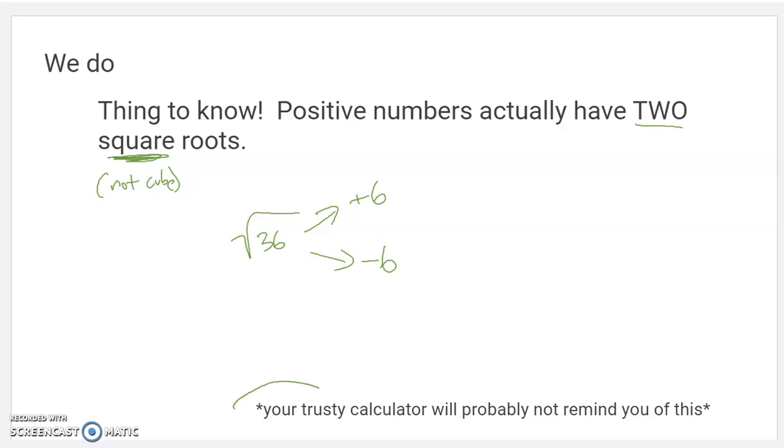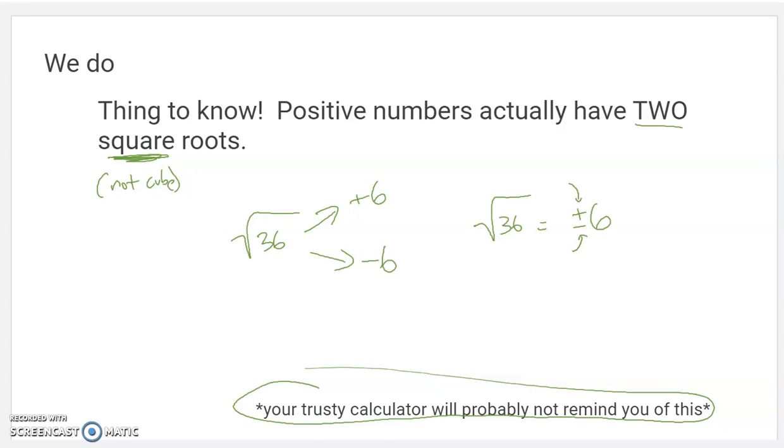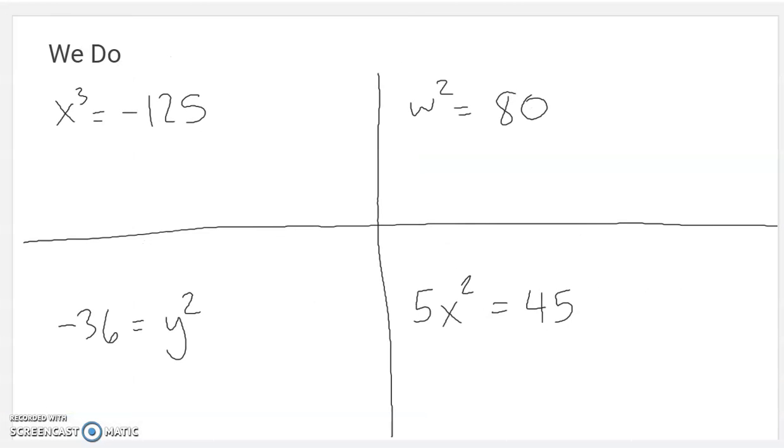And I want to make sure you know that. Pause here, write that down, and I would also make note: your trusty calculator will probably not tell you that. I have seen some super fancy calculators that if you put in square root of 36, they'll show it like this, which means it can be positive 6 or it can be negative 6. Kind of a weird looking symbol. That's what that means if you ever see it.